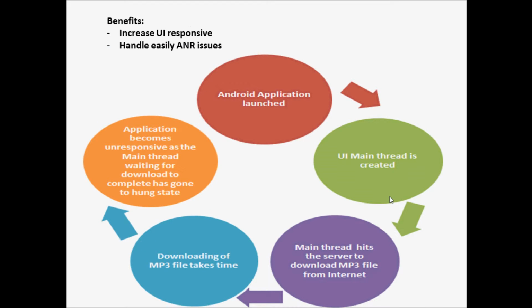What are the benefits? It increases UI responsiveness and handles ANR issues easily. What is ANR? ANR means Application Not Responding. Take an example: an Android application is launched, the UI thread is created, and the main thread hits the server to download an MP3 file from the internet. Downloading the MP3 file takes time. The application becomes unresponsive as the main thread, waiting for the download to complete, has gone into a hang state.